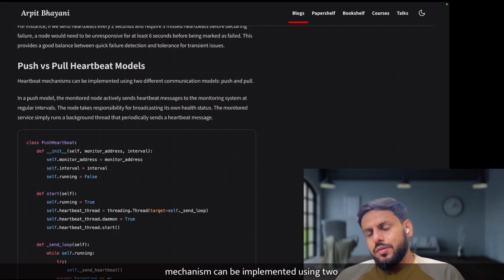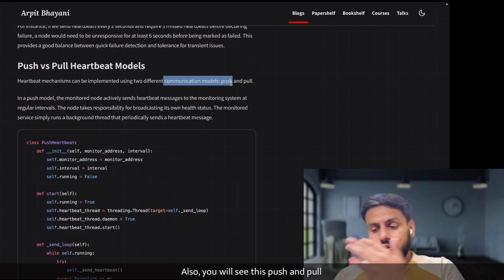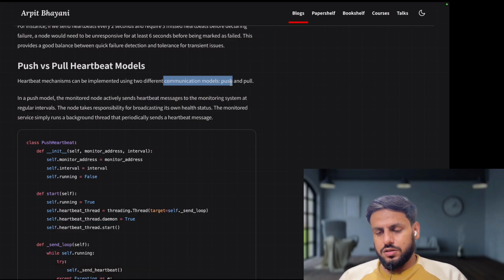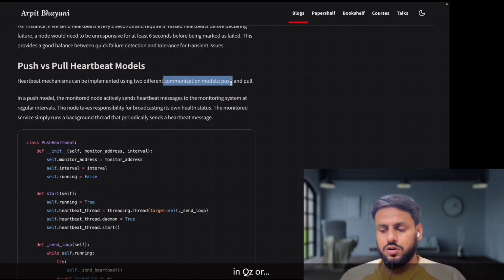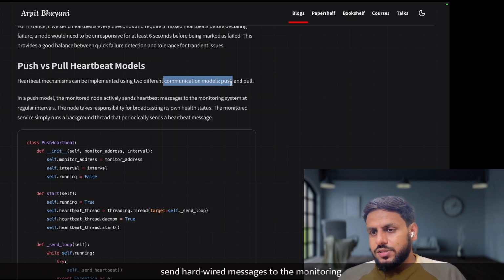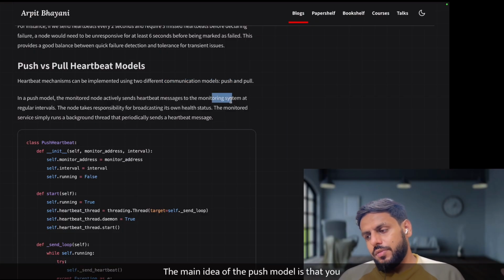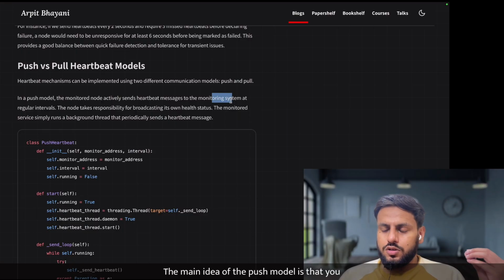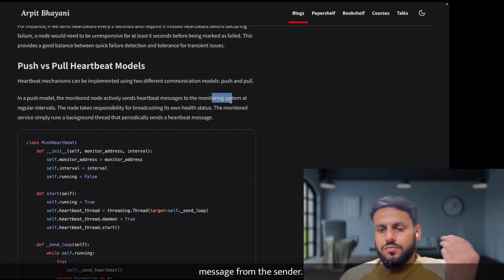Heartbeat mechanism can be implemented using two different communication models, which are push and pull. You will also see this push and pull mechanism in other ways in distributed systems, like in queues or in communication as well. In the push model, the monitored node actively sends heartbeat messages to the monitoring system at regular intervals. The main idea with the push model is that the monitor, or the receiver, will get the message from the sender.